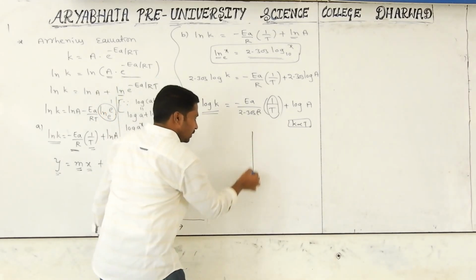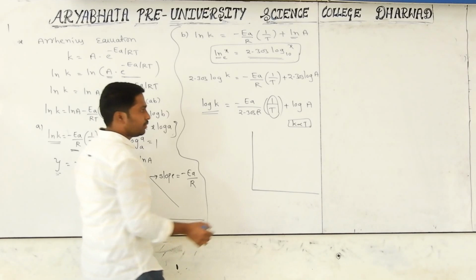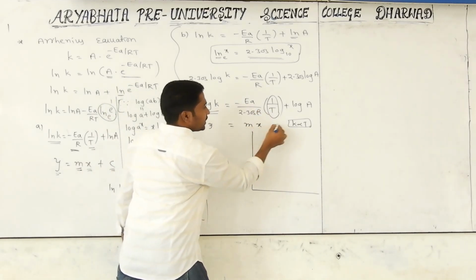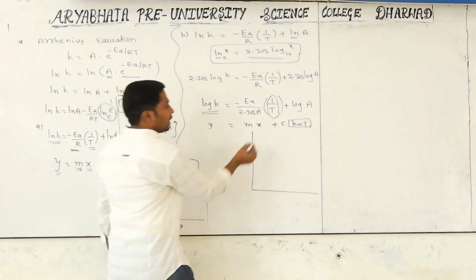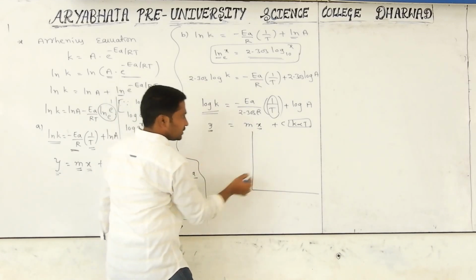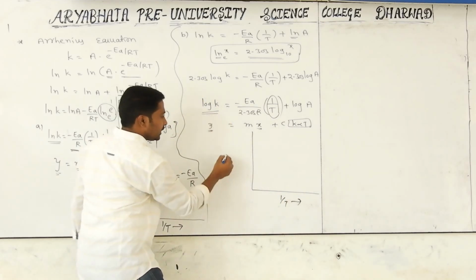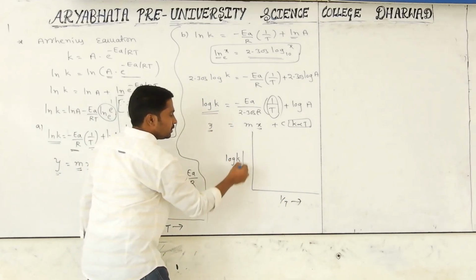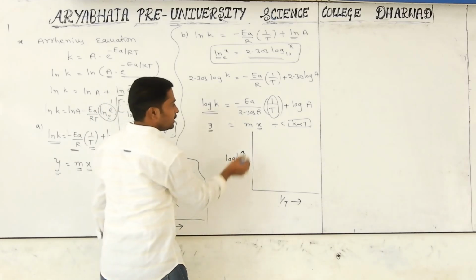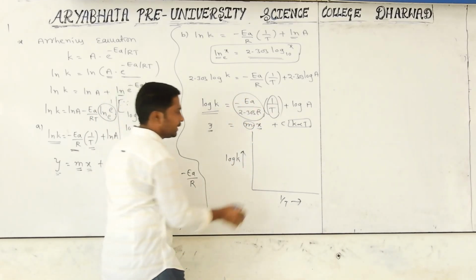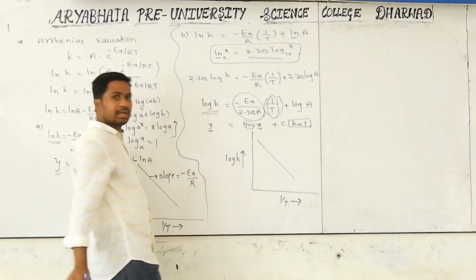Then I want to plot a graph here. You have to check it very carefully. It is similar to which equation? y equals mx plus c. On the x-axis and y-axis, what should be taken? 1 by T on the x-axis, and log k on the y-axis. Very good. Then we get a straight line. The slope has which value? Negative value. That's why the straight line will come like this.